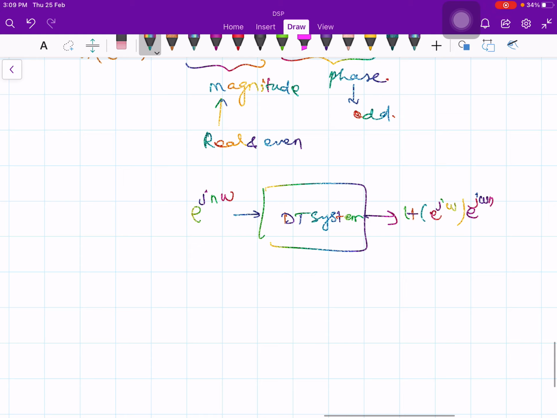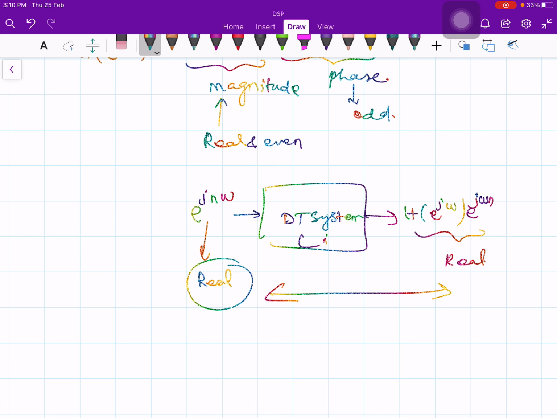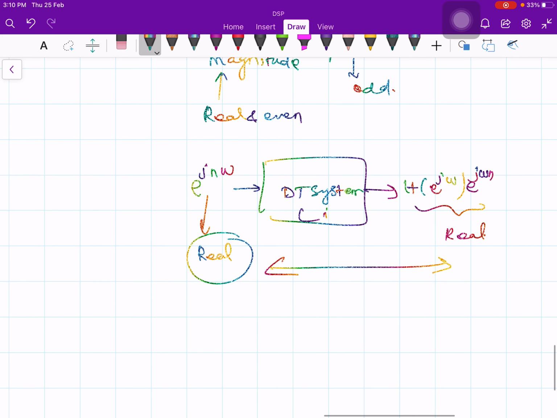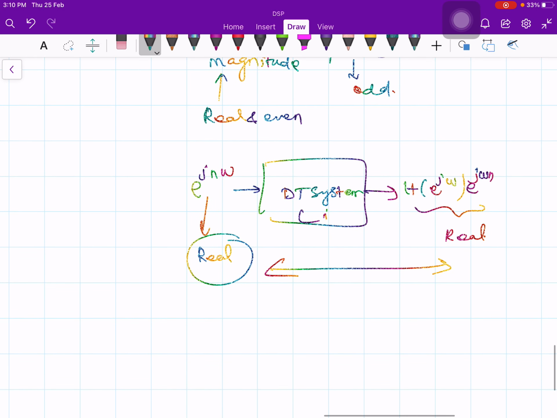Now, because the system is linear, if you take the real parts of this, because the system is a linear system, right? If it is linear, then you can take the real part on the input side as well as the real part on the output, and both should be equal. So, if you take the real parts of both sides, they should correspond to each other.